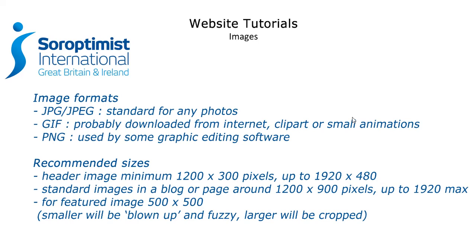The featured image, which we will mention later, is the small snapshot that's shown on the summary page for the blogs. This will be a square shape, so if you can aim for 500 by 500 pixels, that will get a perfect picture. If you use anything smaller, it will get blown up to the 500 and therefore will be fuzzy. Anything larger is liable to be cropped, so you could end up with not seeing a very interesting or useful part of the picture.